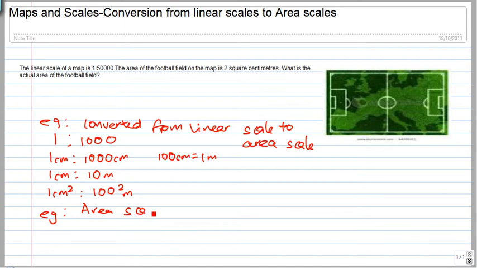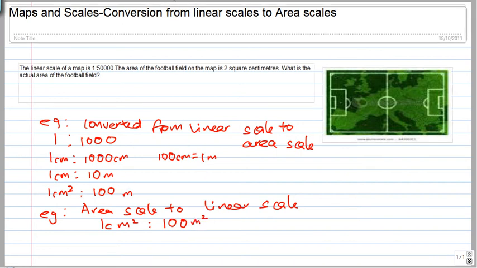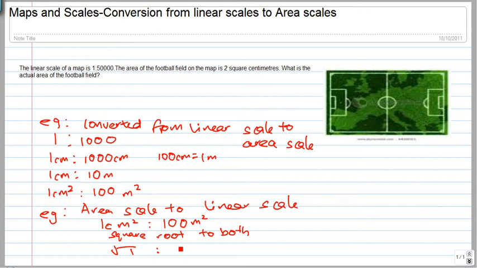Alright, what about area scale? Let's say I want to convert area scale to linear scale. Taking the above example, I know that 1 square centimeter equals 100 square meters. Okay, I should have written square meters here, so it's supposed to be written like that. If I want to convert area scale to linear scale, all I have to do is apply square root to both sides. I square root 1, I get 1 cm. I square root 100, I get 10 meters. Alright, so this is how you convert from linear scale to area scale, you square it. From area scale to linear scale, you square root.